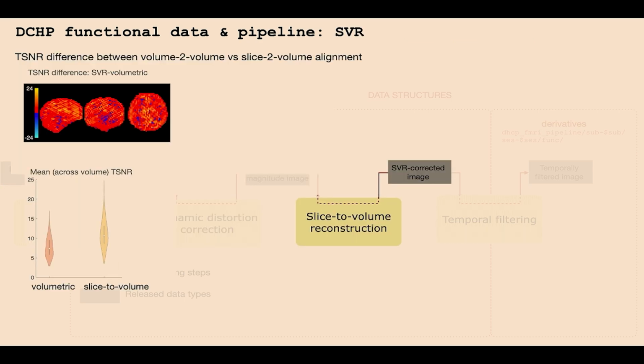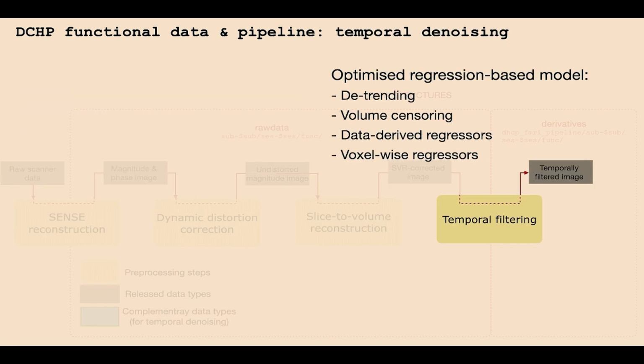We also perform slice to volume reconstruction of the data, which showed improved performance over the volumetric alignment. As an exemplary case at the top, where red means beta TSNR in slice to volume reconstructed images, and at the bottom is a comparison at the group level.